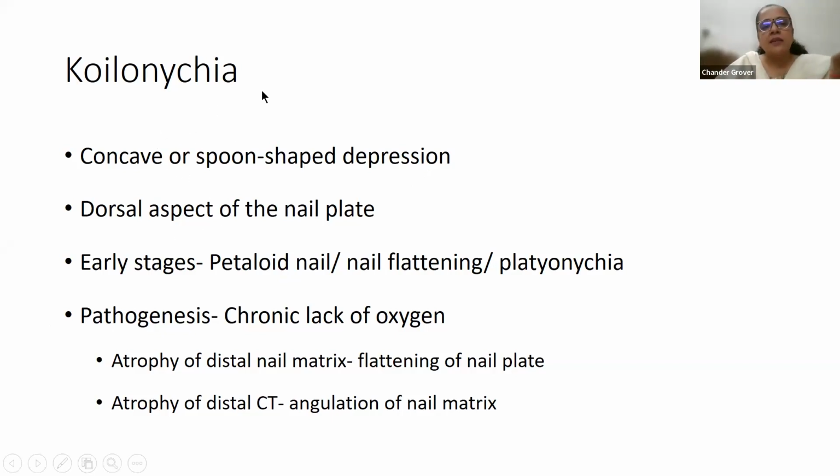This is again a kind of objective method of measuring it. It affects the dorsal aspect of the nail plate. In the early stage, we call it a petaloid nail or Platyonychia. So the convex nail will first become flat and then become concave. Again, it's a result of chronic lack of oxygen, ischemia, which produces these changes.